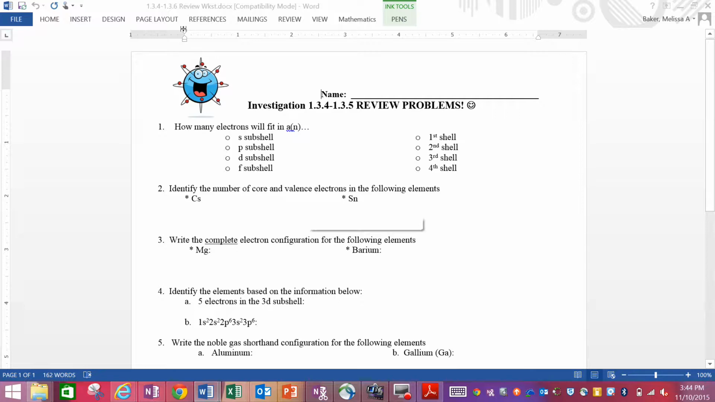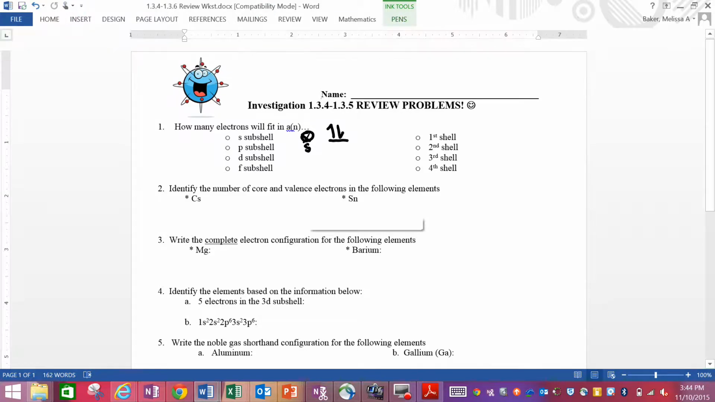All right, we are going to review electron configurations. So number one, how many electrons will fit in an S subshell? Well, if you remember, an S subshell is just one orbital. So every orbital can only fit 2 electrons. So 1, 2. Sometimes you'll see this notation as an up arrow and a down arrow. So each slash in my little circle stands for 1 electron.